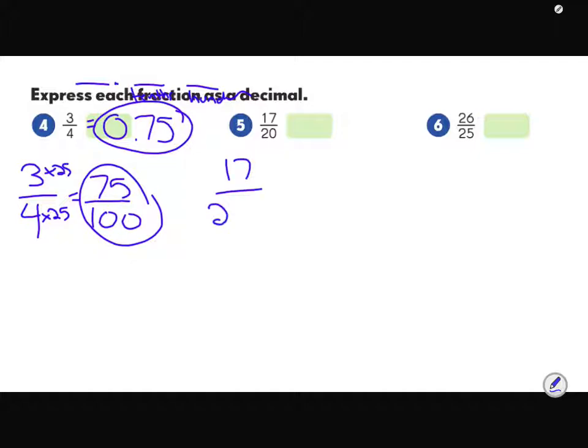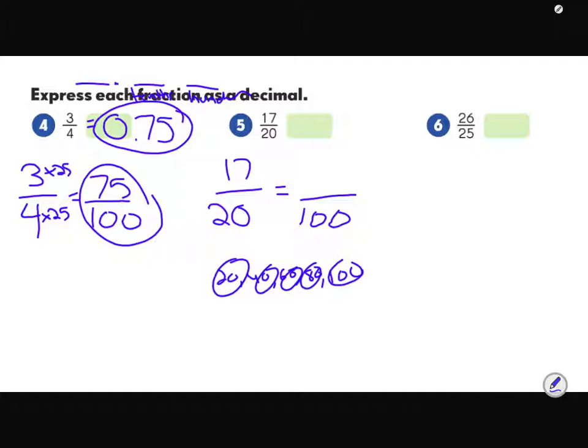Now I'm going to do 17 twentieths. I need to make that into tenths or hundredths. I'm going to choose hundredths. Again, 20, 40, 60, 80, 100: times 1, times 2, times 3, times 4, times 5. I don't know 17 times 5 off the top of my head, so I'm going to write it down on the side of my paper. 5 times 7 once is 35, so I'm going to keep my 5, regroup my 3 into the tenths. 5 times 1 is 5, plus 3 is 8, and I get 85. So if I have 85 hundredths, that's going to be 85 hundredths. Okay?